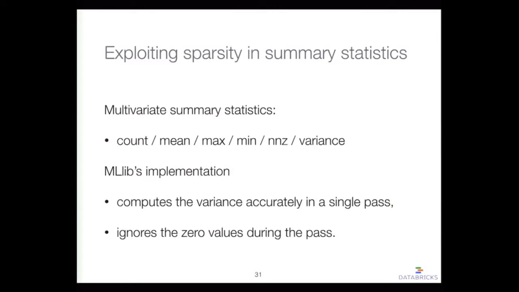And then we can also take advantage of sparsity in the summary statistics. Basically, we need to ensure that it's both accurate and fast, and make the running time depend linearly on the number of non-zeros in your data.